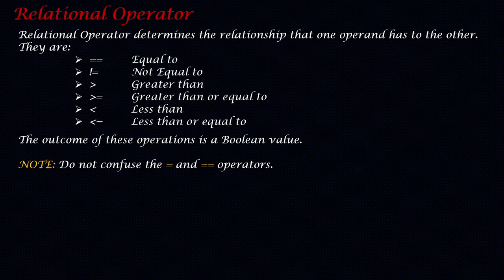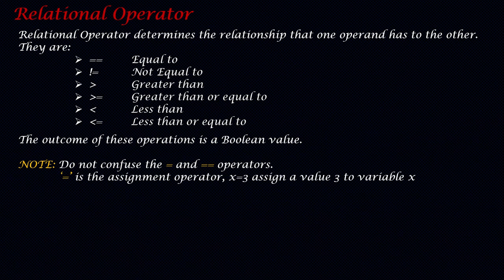Here, one thing that needs to be kept in mind is these equals to and equals to are two different operators and having completely different functionality. So let us see what are those. The single equals to operator is the assignment operator. It is used for assigning value to a variable. See the expression x equals to 3. So what happens here is the value 3 is stored in the variable x.